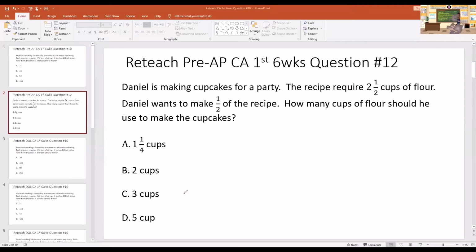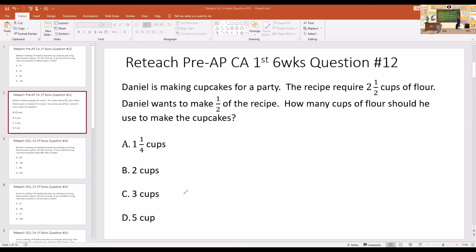Okay, now let's look at problem number 12 from the common assessment test. Daniel is making cupcakes for a party. The recipe requires 2.5 cups of flour. Daniel wants to make half of the recipe. How many cups of flour should he use to make the cupcakes?